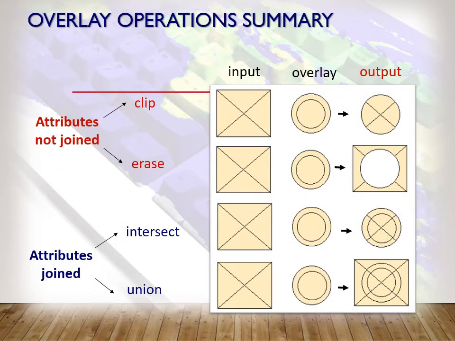So here's a summary. Erase and clip basically are just used to determine what the output geometry, or the look of the spatial arrangement of the features, will be. Clip basically keeps everything inside, and erase keeps everything outside. Intersect only has an output that satisfies both or all of the input features.